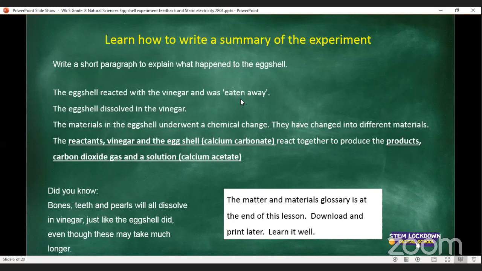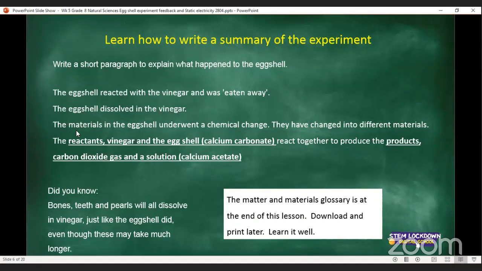So by you saying it was eaten away, you mean that the eggshell dissolved in the vinegar. So we say the eggshell dissolved in the vinegar. The eggshell dissolving in the vinegar is saying it is eaten away. But you're using good terminology by using the words it dissolved in the vinegar. You're showing what has happened to the eggshell in the vinegar.